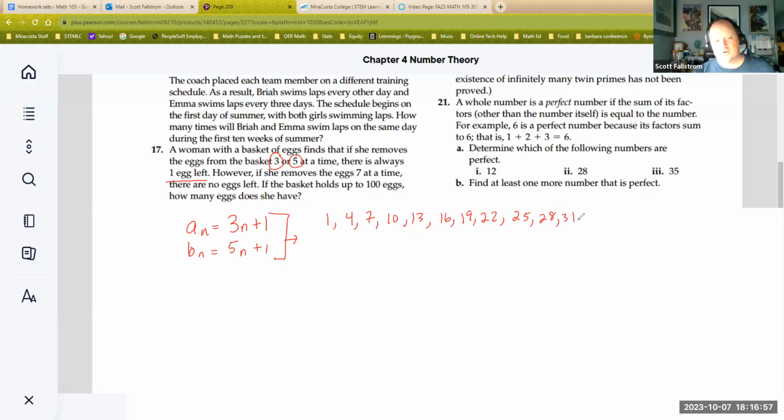What do I want to do here? 31, dot, dot, dot, dot. Okay, so we could keep going, right? We go all the way up to 100. All right, let's keep going. Now do the one with 5.